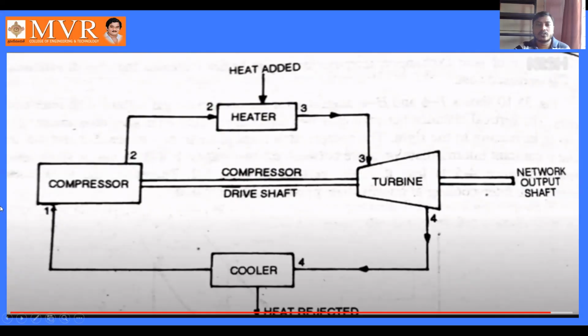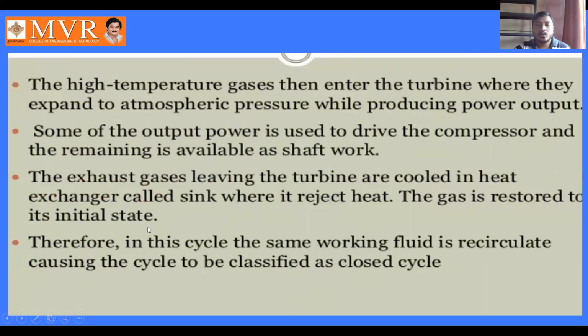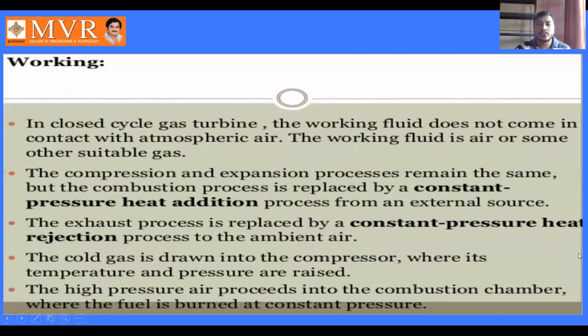This is what the closed cycle is about. The working fluid which we are using here is air or some other suitable gas. The compression takes place, and high temperature and high pressure are developed in the compressor, which then sends it to the combustion chamber. Here we are giving constant pressure heat addition in the combustion chamber, and the rejection is also at constant pressure. The heat rejection process takes place.